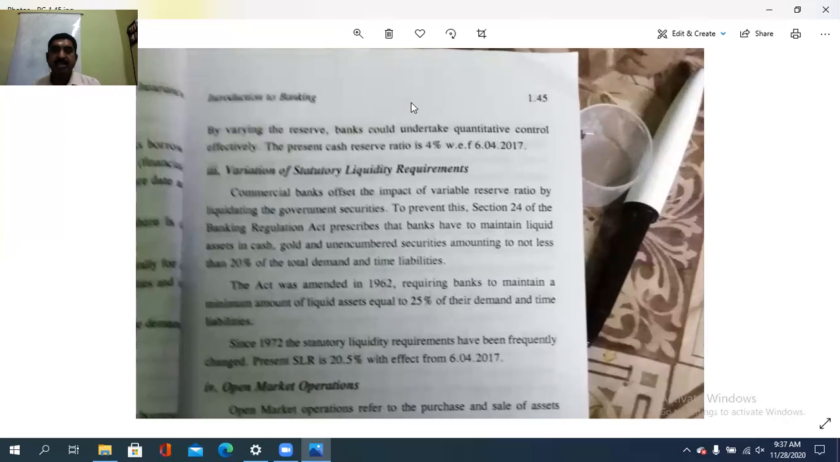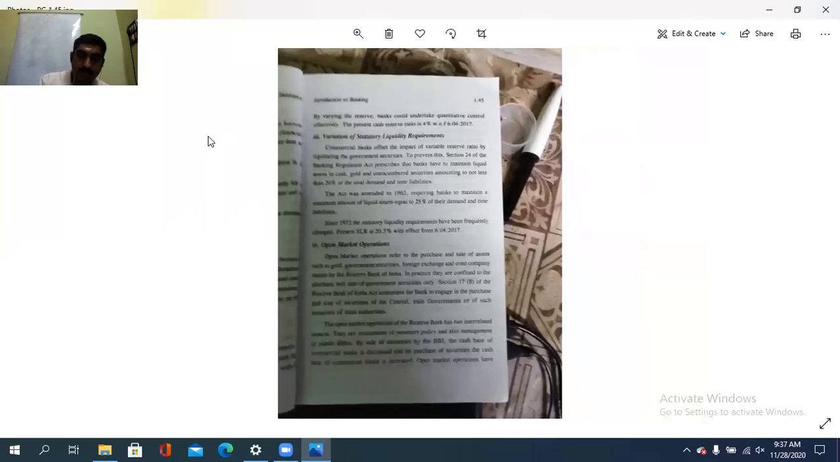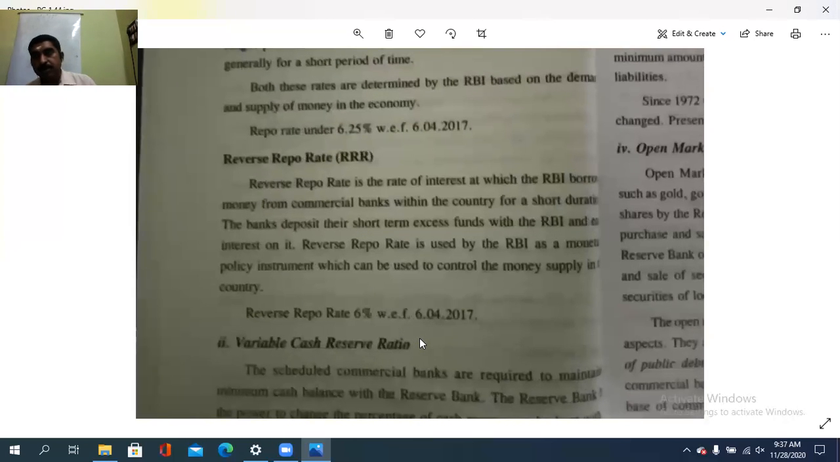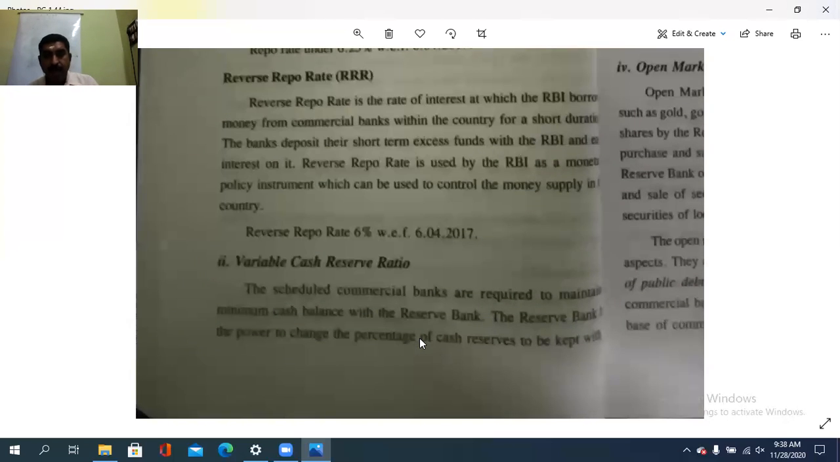The present cash reserve ratio is 4% and the repo rate is 6%. The reverse repo rate is, what is that? Sorry, the repo rate is 6.5%, the reverse repo rate is 6%, and the variable cash reserve ratio is 4%. So, what is it? Variable cash reserve ratio. അതായത് ഷെഡ്യൂൾഡ് കൊമേഴ്ഷ്യൽ ബാങ്ക് എന്ത് ചെയ്യണം? RBI-ആയിട്ട് ഒരു മിനിമം ക്യാഷ് ബാലൻസ് മെയിൻറ്റെയിൻ ചെയ്തിരിക്കണം. അങ്ങനെ മെയിൻറ്റെയിൻ ചെയ്യുമ്പോൾ the RBI has the power to change the percentage of such a cash reserve.